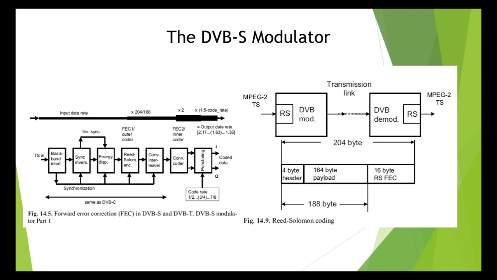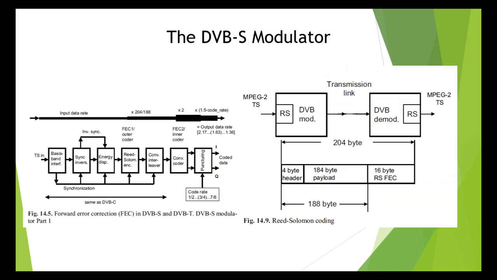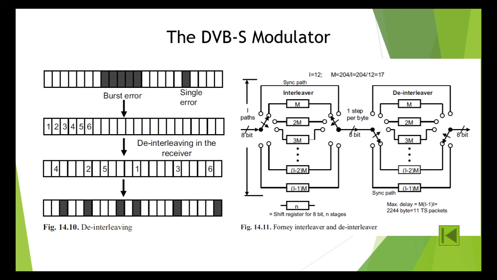Any burst errors present are then broken up in the de-interleaving at the receiving end. Look at figure number 10. And they are distributed over a number of transport stream packets. It is then easier to correct these burst errors, which have now become single errors, and no additional data overhead is required. In DVB-S, look at figure number 11.